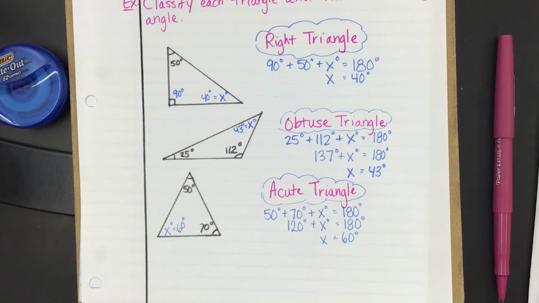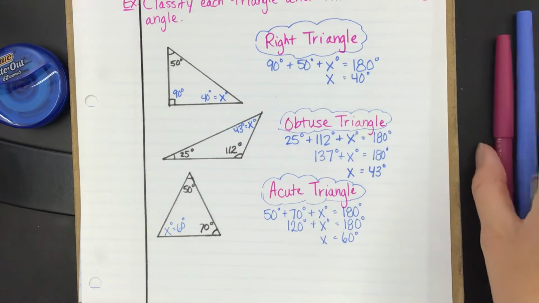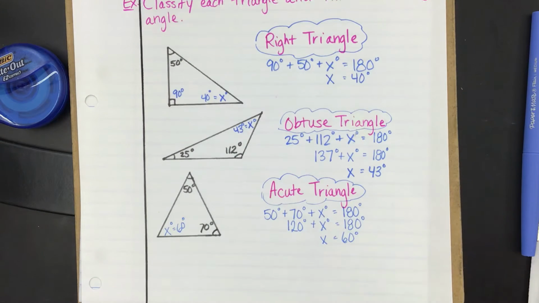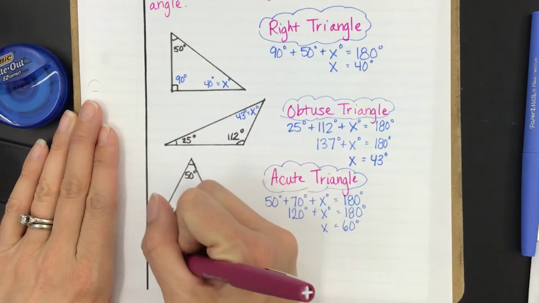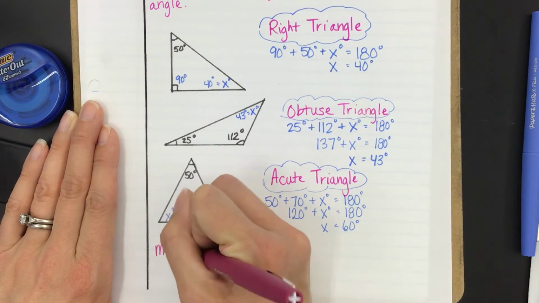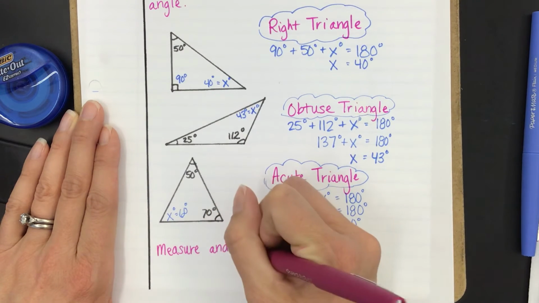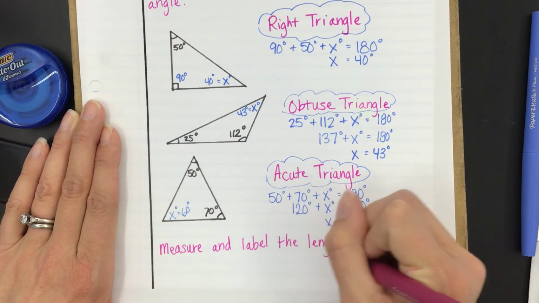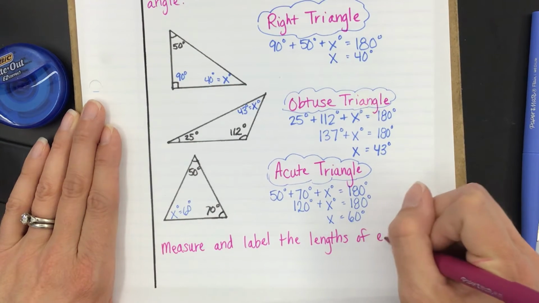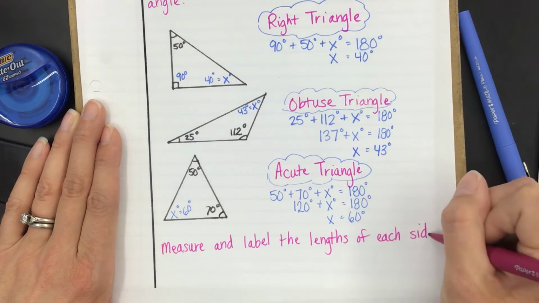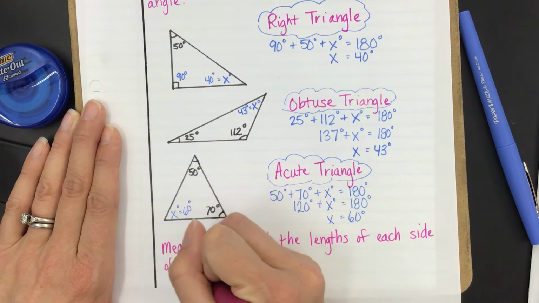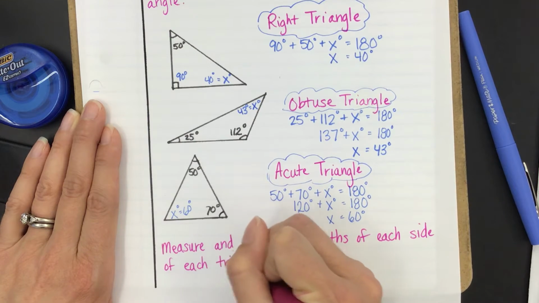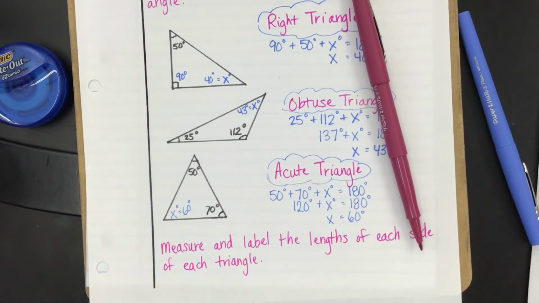It's very straightforward, okay? So what we're going to do now, though, is we're going to start comparing the lengths of the sides to the angles that are opposite of them. Okay, so everyone's going to need a ruler. So if you have a ruler, take it out. If you don't have a ruler, I'll come give you one in just a second. But what we're going to do is we're going to measure and label the lengths of each side of each triangle. Okay, so I'm going to come around, pass out rulers.